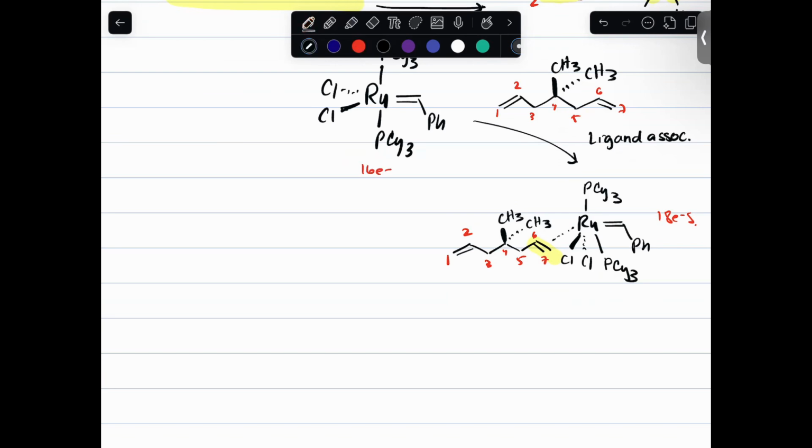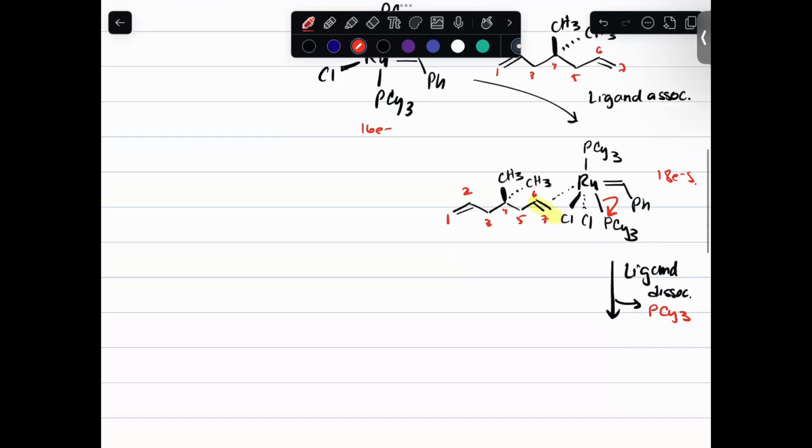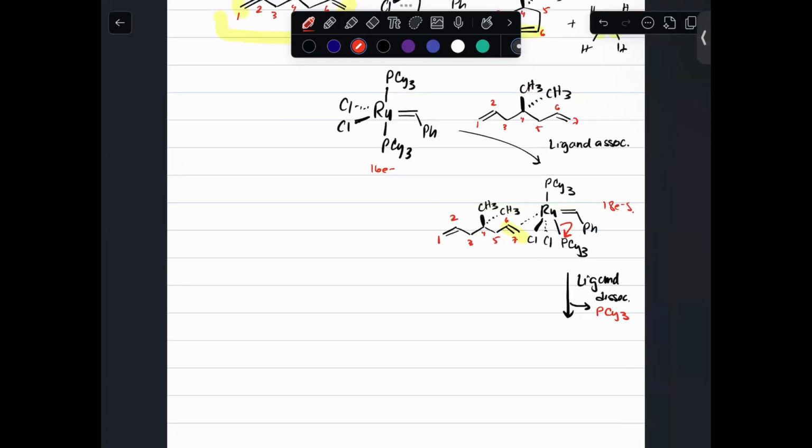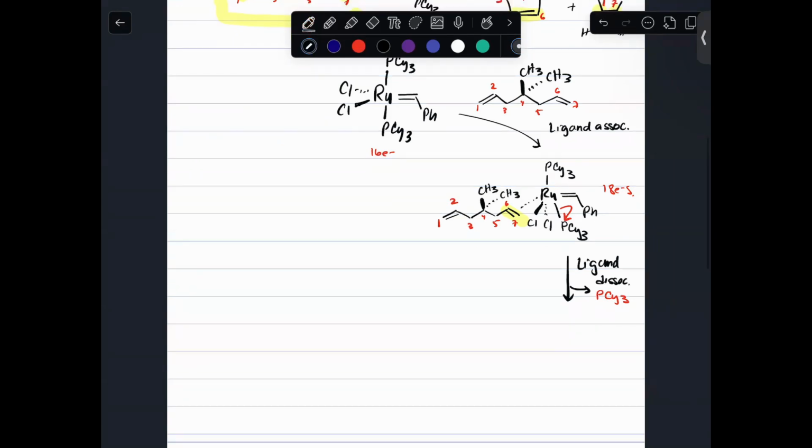So step number 2 is known as ligand dissociation. One of the ligands has to come off, and the ligand that always comes off is the phosphorus ligand. So the first 2 steps to Grubbs metathesis are always the same: ligand association followed by ligand dissociation. The ligand that comes off is always a phosphine ligand, also a neutral ligand. Okay? So let's draw that product.